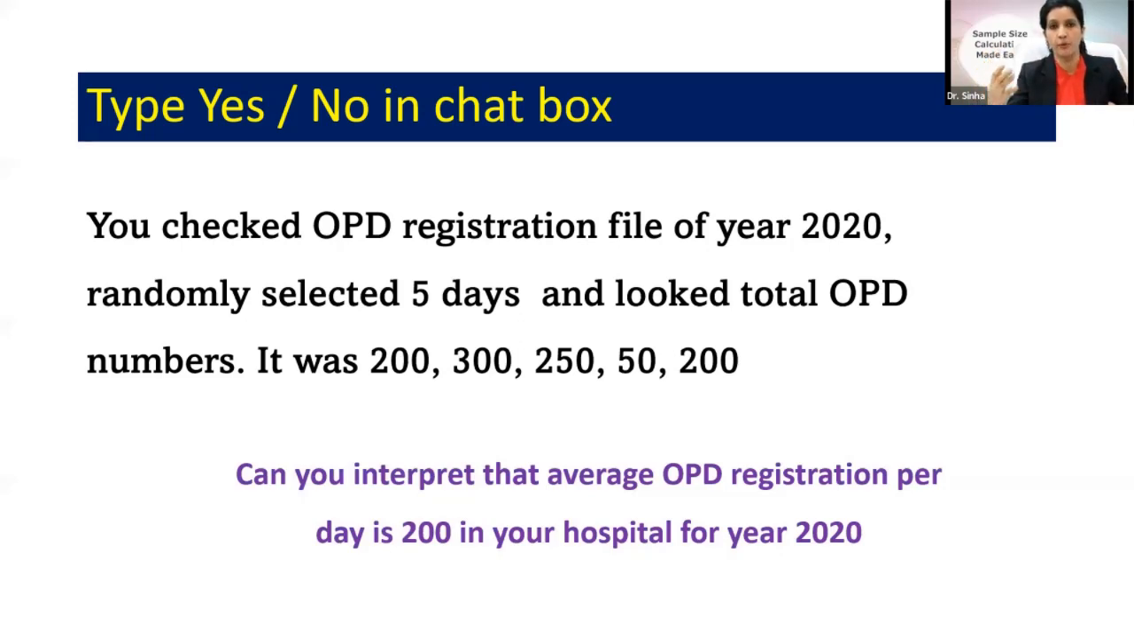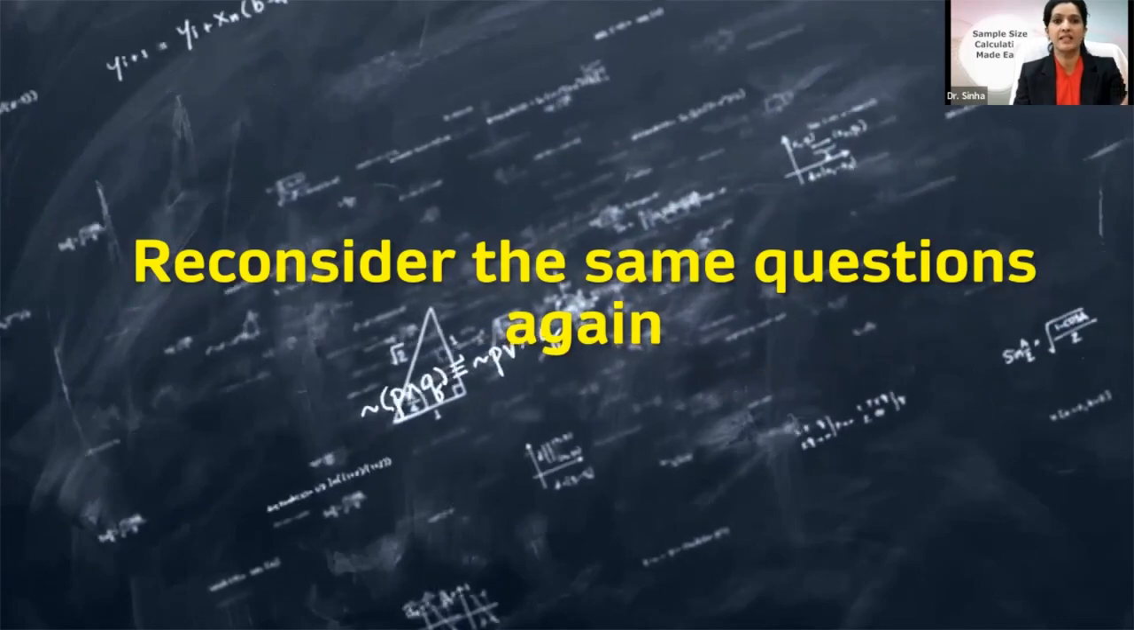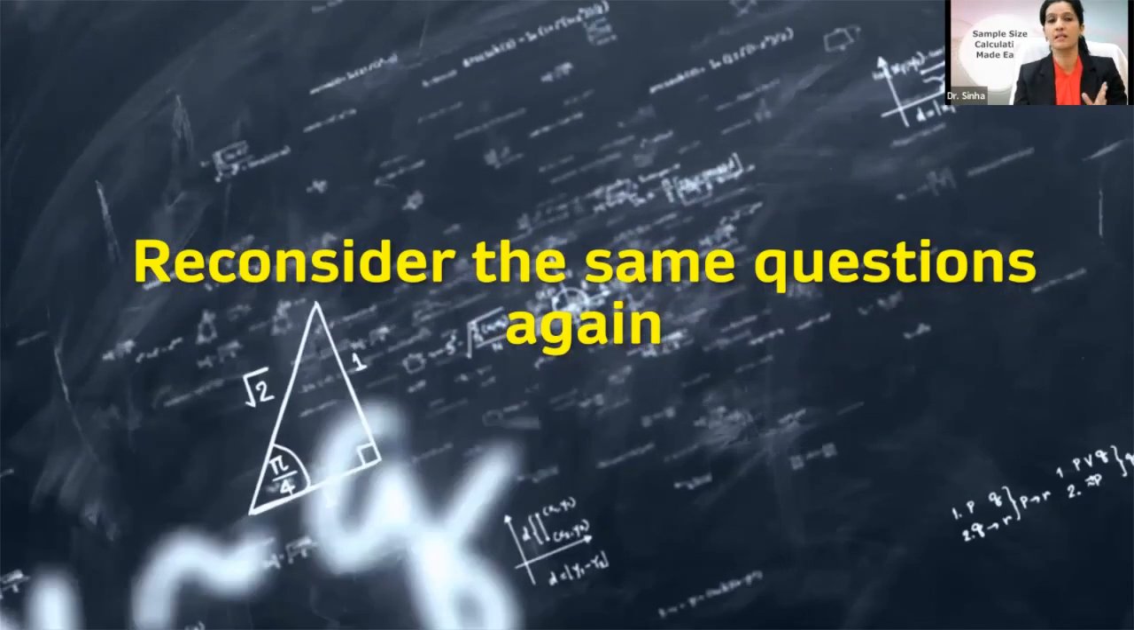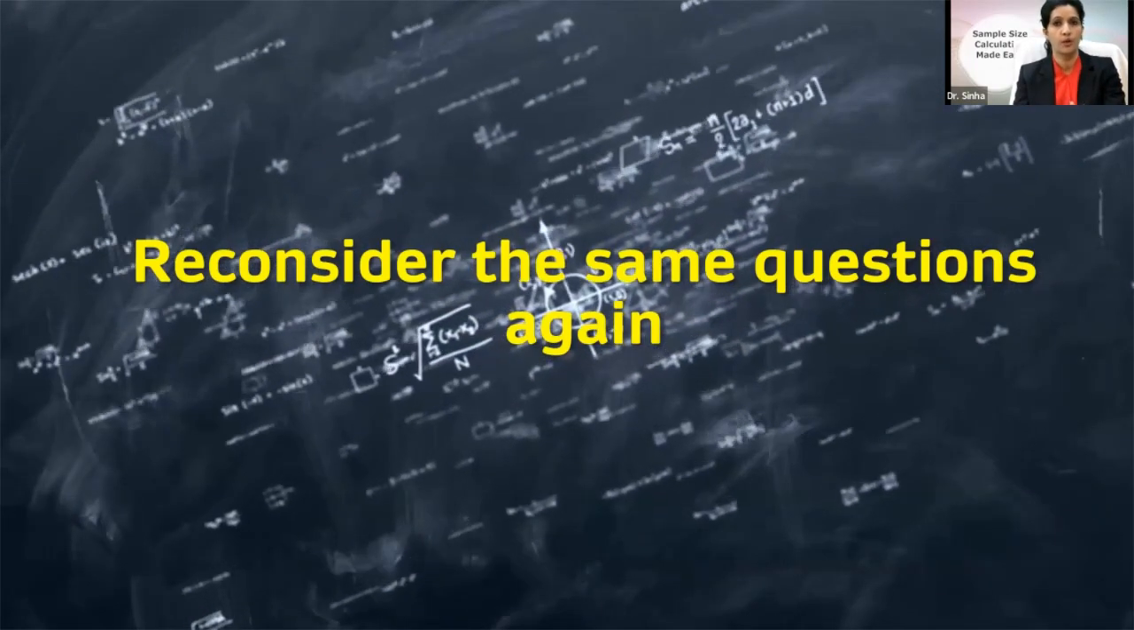So that's the point. And Dr. C.M. Singh, in his welcome speech, spoke about generalizability. We will talk more about this generalizability later in this session, but definitely all of you are very clear that only by the average of 5 days we cannot be certain that the mean of the entire 365 days will be 200. Now reconsider these same questions, but here the answers are yes, no, and maybe.